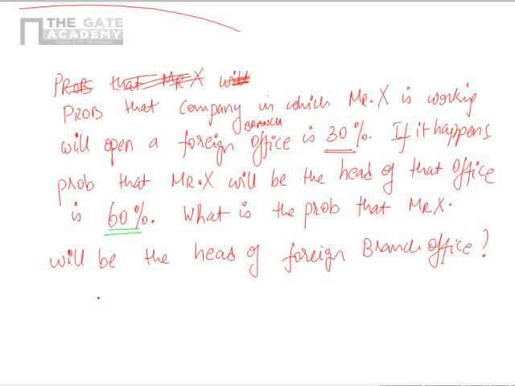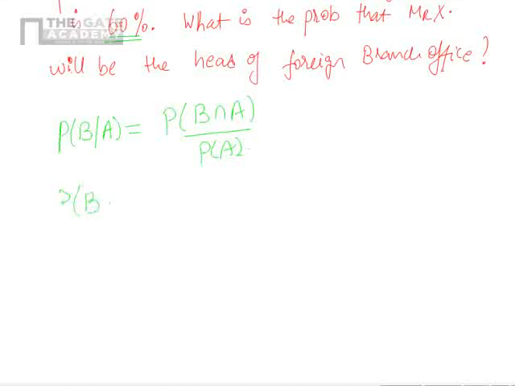Okay, so this is a classical case of conditional probability. Probability that B occurs when A is nothing but probability of B intersection A by probability of A. Then I can write it like probability of B intersection A is equal to probability of B occurs when A occurs into probability of A. Correct? Now let me modify this statement to the required form.